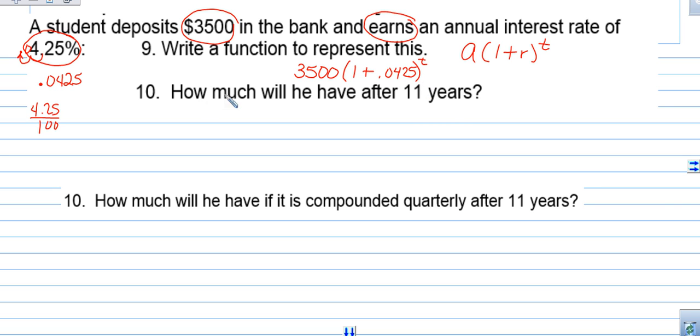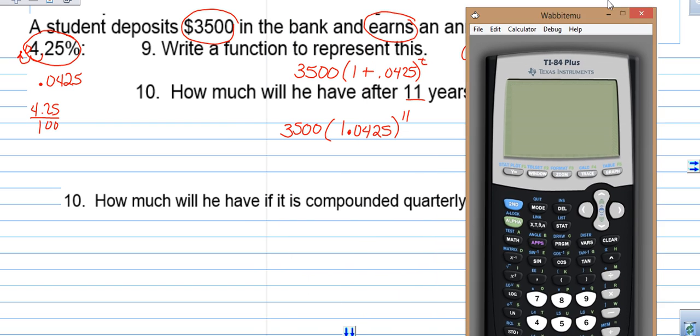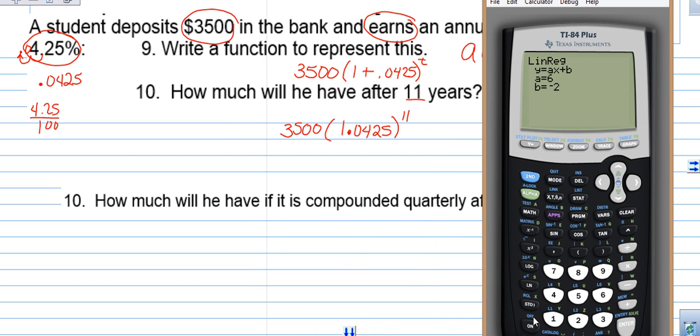So now it says how much will he have after 11 years. So you take the 3,500 and then we're going to simplify this to 1.0425, and then we're going to use 11 years as our exponent. So I'm going to pull up the calculator, and we will type this in.